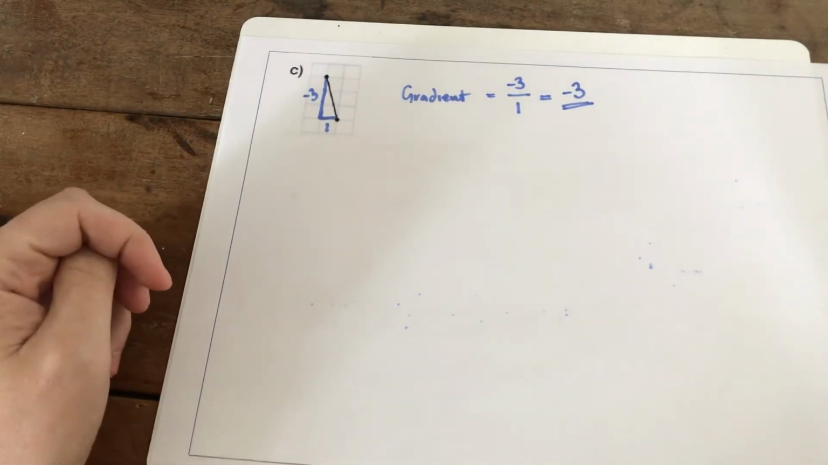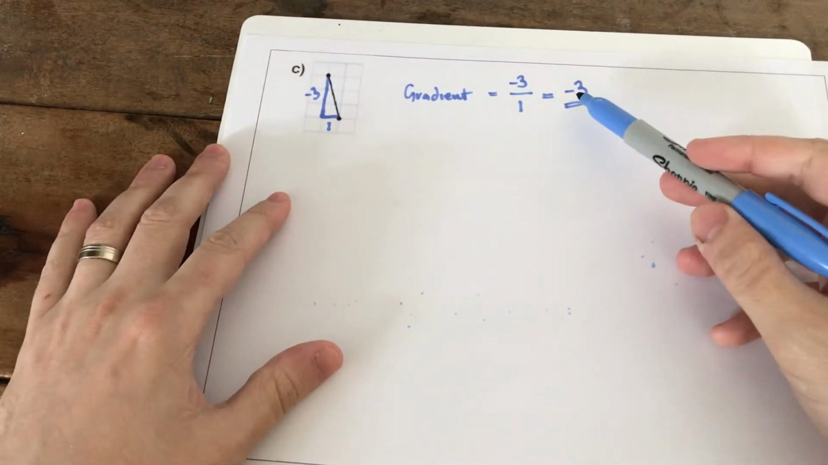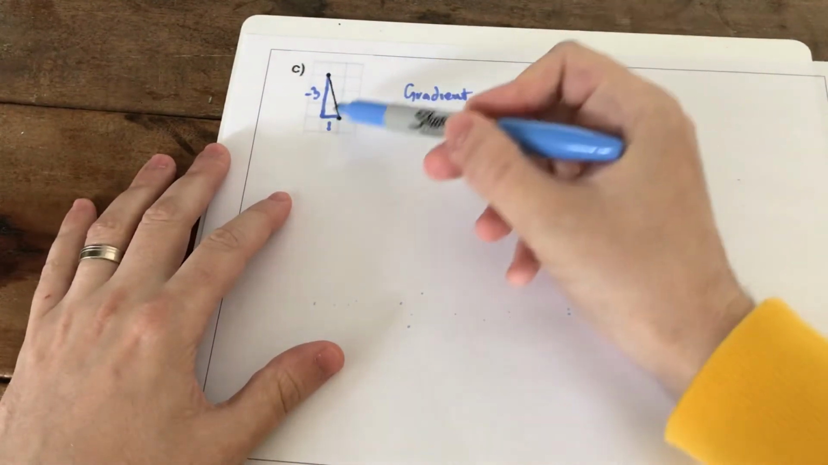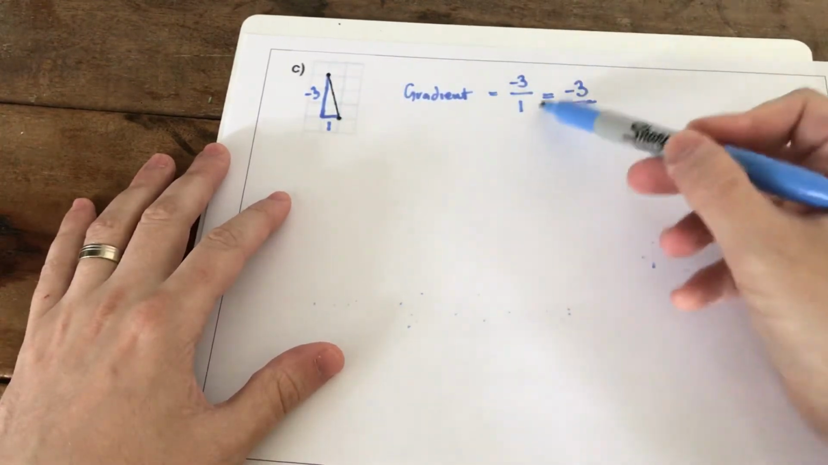Notice in each of my examples, my lines are going down. That is why we have a negative gradient. If our lines are going up, you wouldn't have a negative value here, and you would end up with a positive gradient.